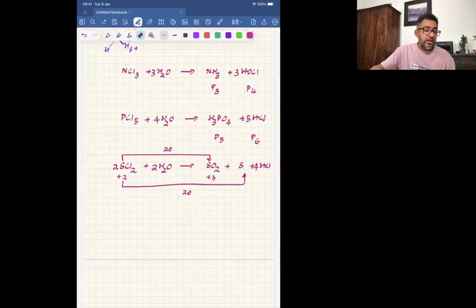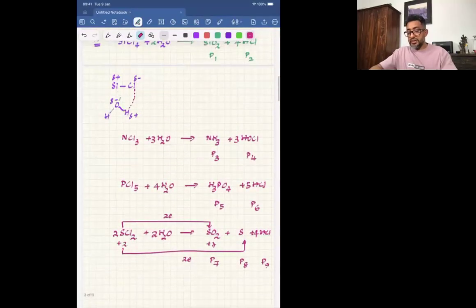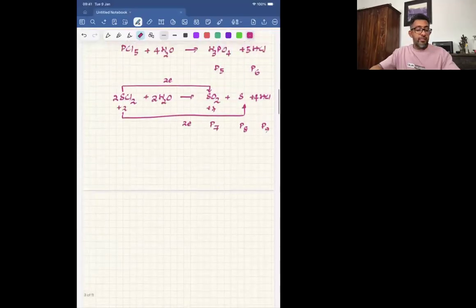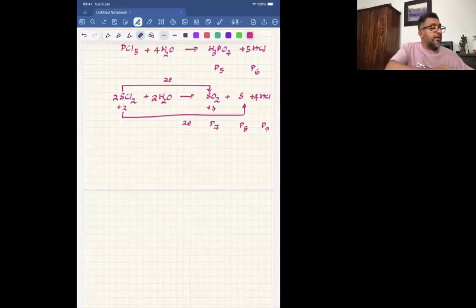Now, P7 is the gas. P8 is the colloidal material. P9 is the strong monobasic acid. So these are the ones that you get. Right? They are the chemical reactions.